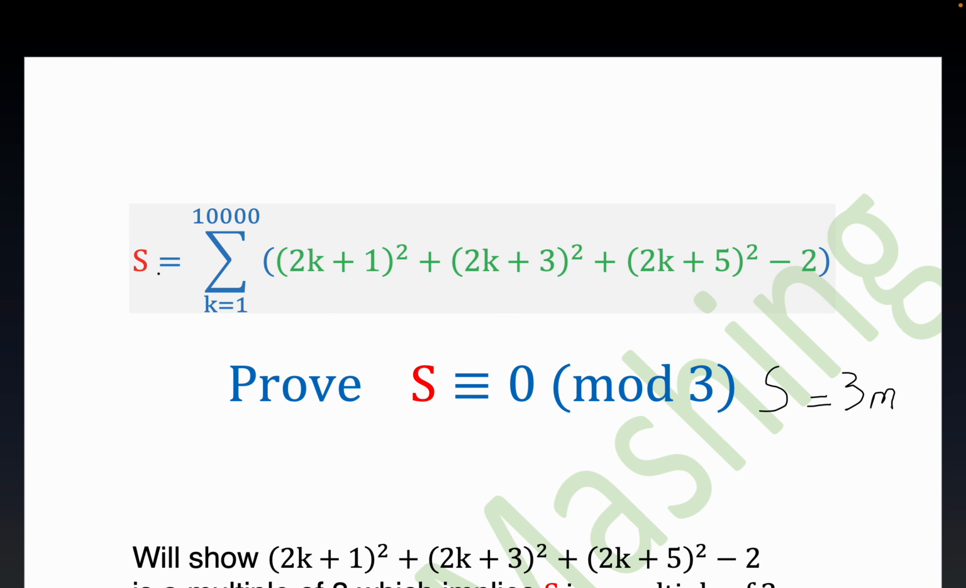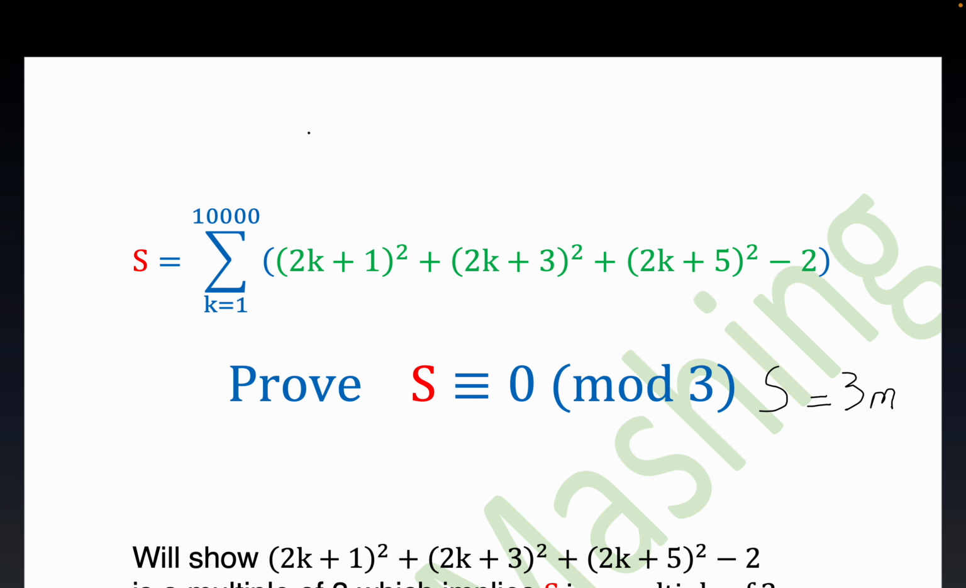So we want to show s, the sum from 1 to 10,000 of the sum of the first consecutive odd numbers squared, minus 2, okay? So anyway, what we're going to do is try to show that this green object is just a multiple of 3 and we'll be done.